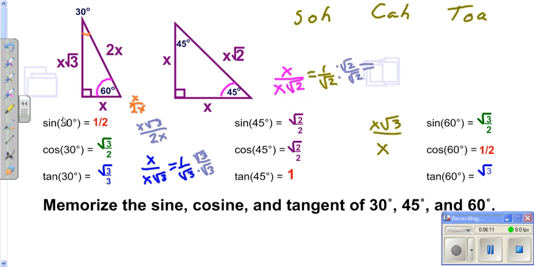You need to go ahead and memorize the sine, cosine, and tangent for all these three angles. Make sure you know these off the top of your head, because you will be having a unit circle quiz over these.